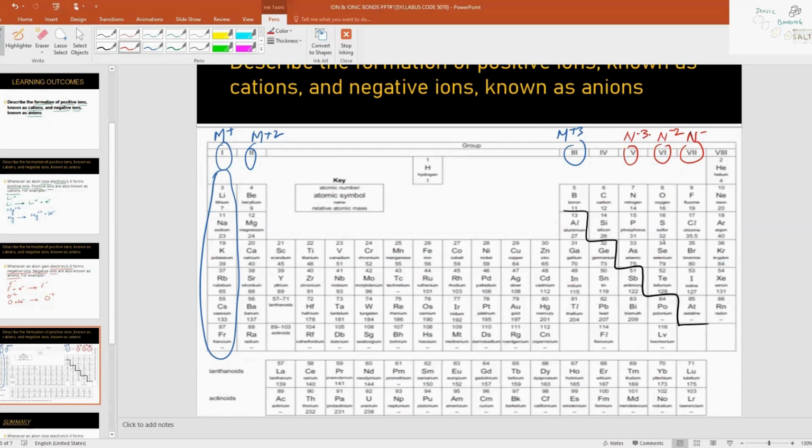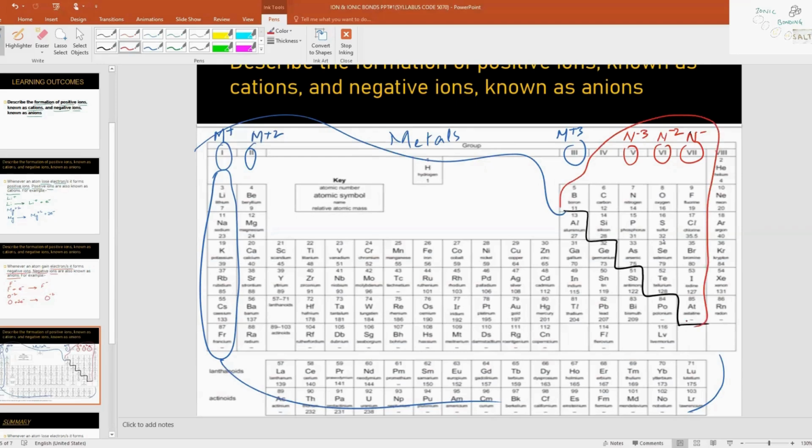Remember this point, the objective of all these metals and non-metals. Here we are having metals. These are our metals. And here we are having non-metals. The objective for forming the ions will be the same. That is, metals will acquire stability or a full outermost shell by losing electrons. On the other hand, non-metals will attain stability or a full valence shell by gaining electrons.